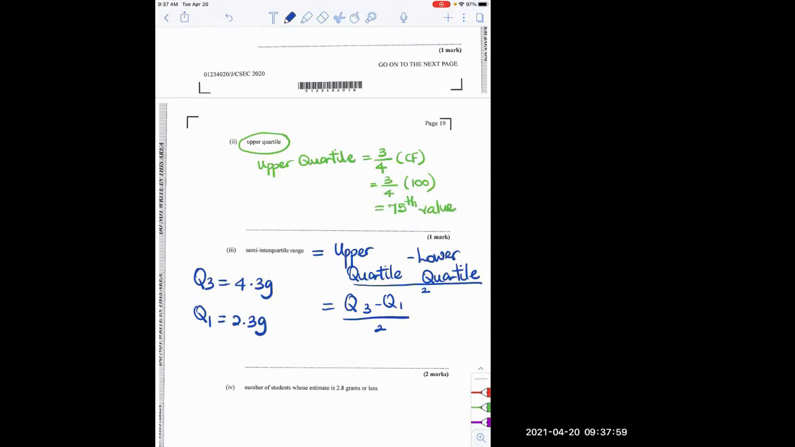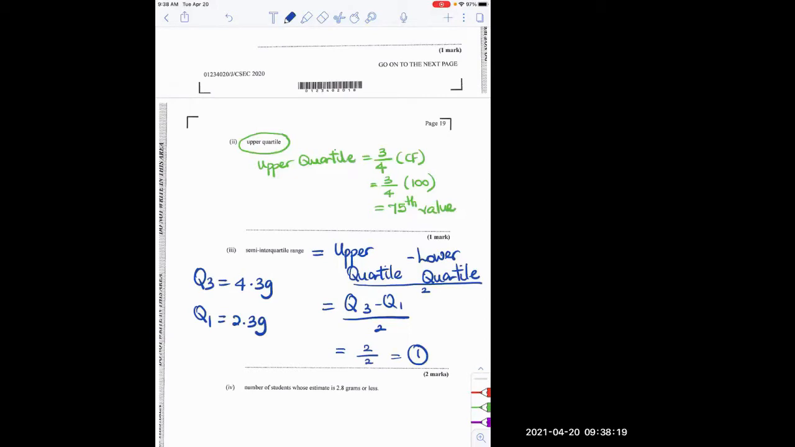Also finish, miss. So we have 4.3 minus 2.3. That is equal to 2 divided by 2, which is 1. Did you all get 1? Yes, miss. All right.